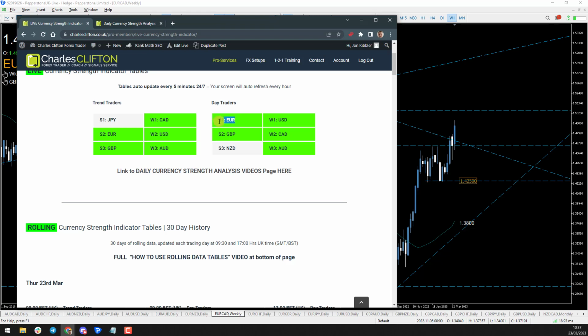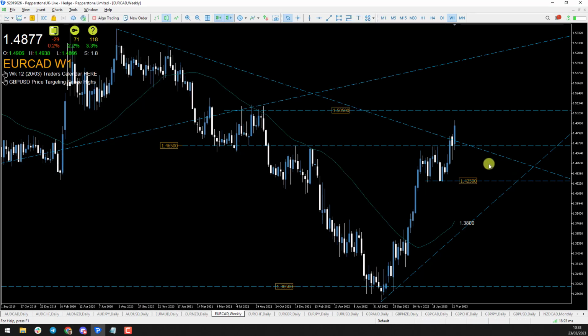Now we're going to be focusing some attention on the euro today. We're going to have a look at EURCAD and EURAUD. I like the idea of potentially seeing some EURCAD upside, especially since the higher time frame is also telling us that the Canadian dollar is the weakest currency at the moment. So we'll see how that one looks, and then we'll take a look at EURAUD as well. We haven't talked about that currency pair for a little while now, so we'll go take a look at that.